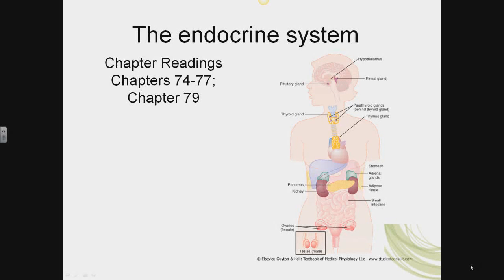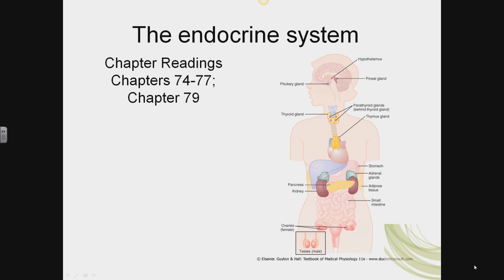Hello students, I'm going to lecture on the endocrine system and the controls of the endocrine system, and I will also talk about some of the pathophysiology of the endocrine system in this lecture. The chapter readings that you are seeing on the slide correlate with Guyton and Hall 12th edition, but this lecture may likely be assigned to both my anatomy students and physiology students and pathophysiology students.